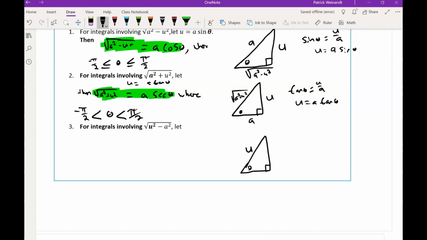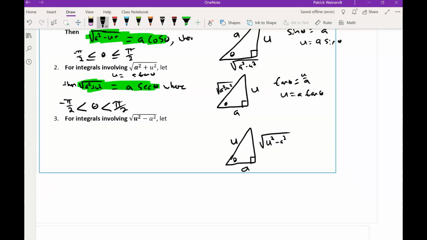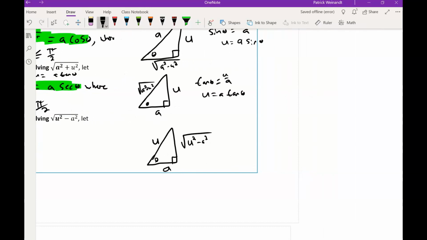So this just becomes u, I guess I should say. And then our a, we're going to keep that on the lower leg like we've been doing. And lastly, we know that this other leg has to be the square root of u squared minus a squared. So we want to relate these quantities u and a. What are the things? Well, if this is our theta, we know that a is going to be adjacent, and u is going to be the hypotenuse.